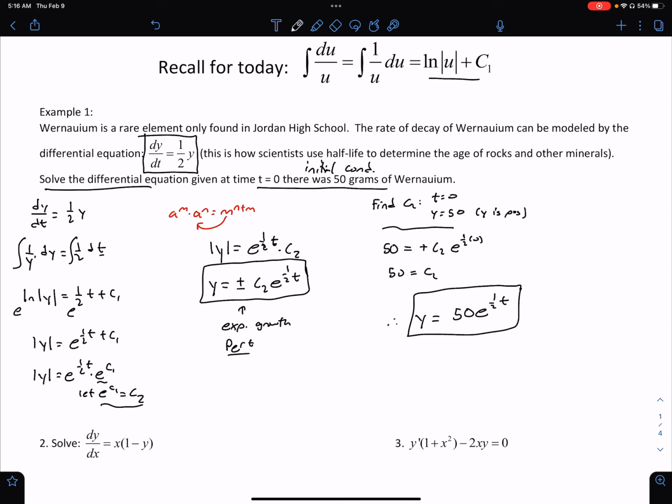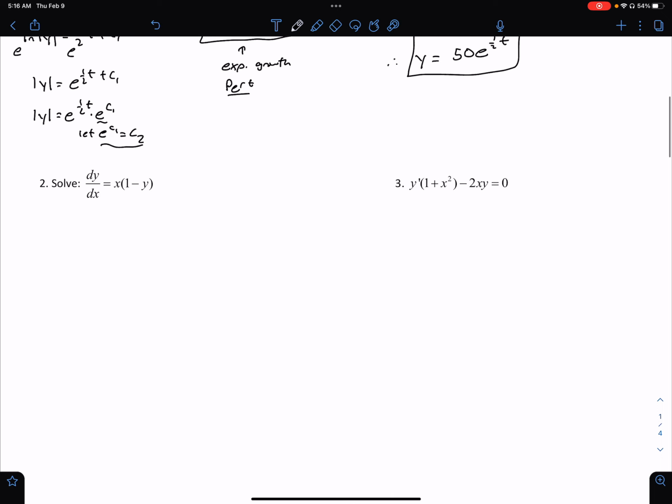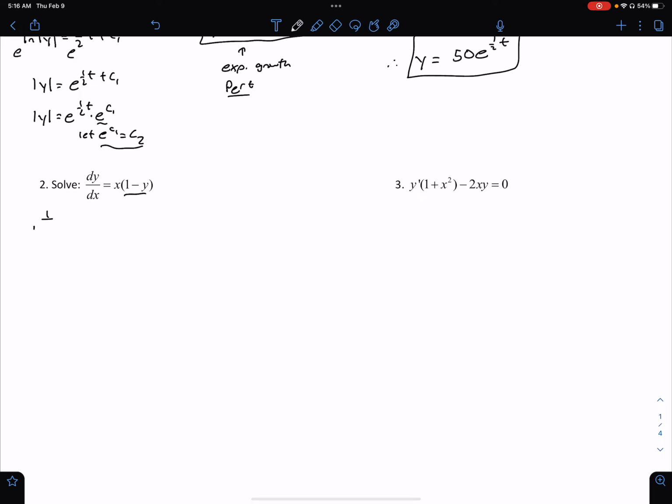All right, so let's take a look at another example real quick. Number 2. For number 2, the first thing we're going to do is we've got dy/dx equals x times 1 minus y. We're going to divide by this 1 minus y. So we get 1 over 1 minus y dy equals x dx. And I'm going to integrate.